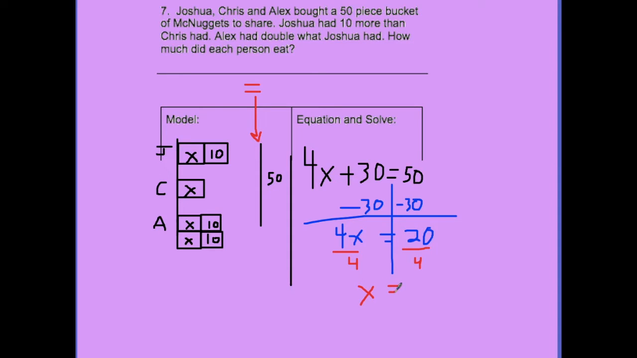So pause there for a minute too, because that's what x is. That's not what each person has. Remember to use this back here now. So x is 5. Each of these x's is now 5. Okay? So look at Joshua. Joshua has 15. Chris has 5. Alex has 5 plus 10 is 15, plus another 15. He has 30.